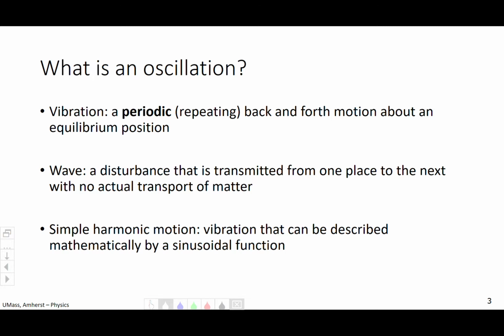So what is an oscillation? First of all, a vibration is a periodic back and forth motion about an equilibrium position. Equilibrium position meaning a rest point, a position where a system wants to be at rest. And periodic means it is back and forth, back and forth, multiple times. A wave is a disturbance that is transmitted from one place to another place with no actual transport of matter. That might not make sense right now, but we'll talk about it in a minute.